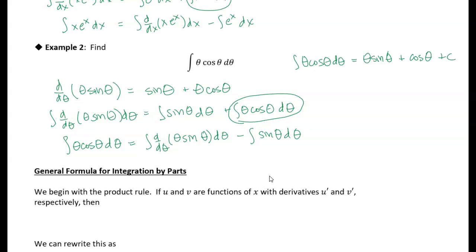It wasn't pretty, and I don't like the fact that I have to start with a guess. So I want a little more systematic way of doing this. So that's what I'm going to talk about next, before I go into the next example and demonstrate how integration by parts works.